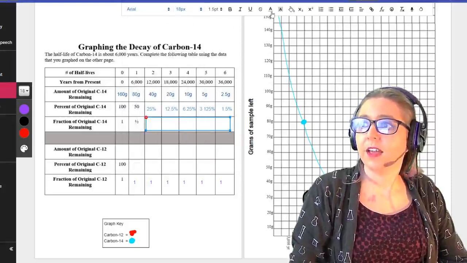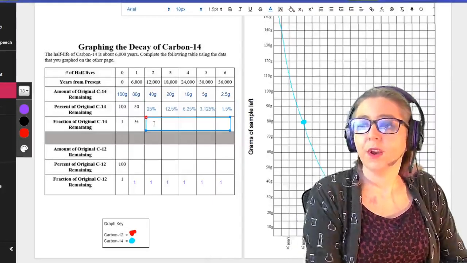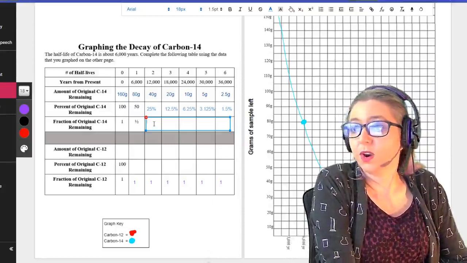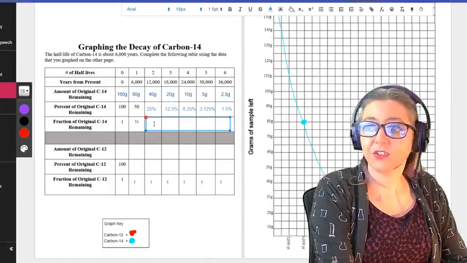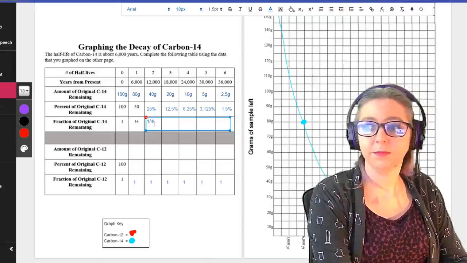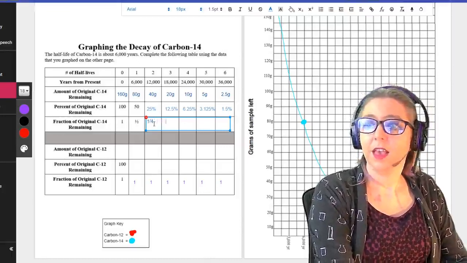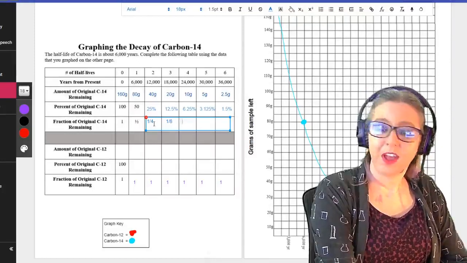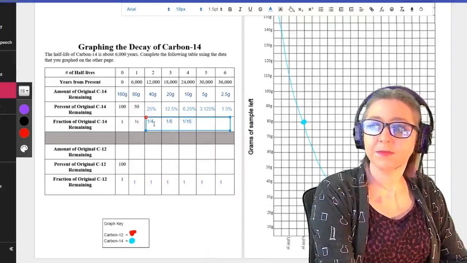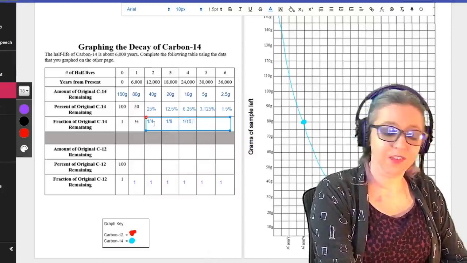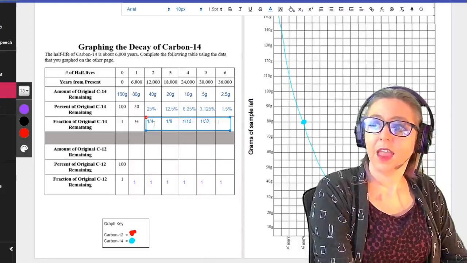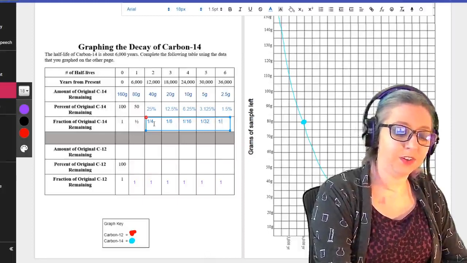But personally, I find the fractions even easier because when I half a fraction, all I do is multiply the denominator by 2. So I had 1 over 2, 1/2. After 2 half-lives, that's 1 over 4. Then 1 over 8. 4 half-lives is 1 over 16. 5 half-lives is 1 over 32. And 6 half-lives is 1 over 64.